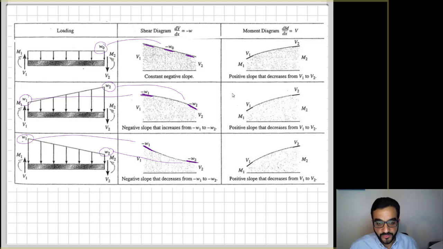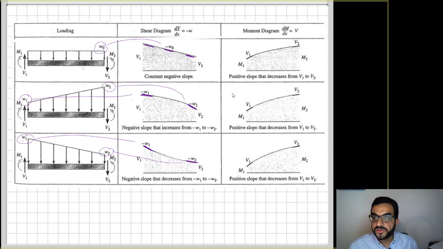And it's the opposite for the third beam. Still, the shear goes down, but the rate of decrease is larger at the point of W1, because W1 is larger than W2. But generally here, your shear decreases from the left to the right, because you have a distributed load that pushes down. So that's a negative slope in both cases, but just the change here is different.